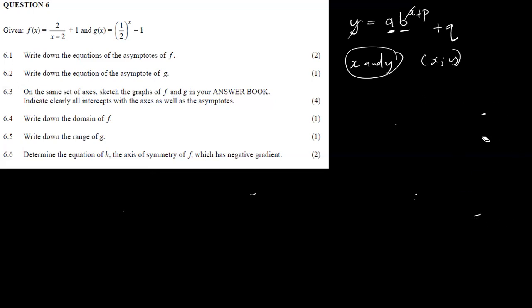So, let's talk about the... Okay, I want to erase here. The value of a, do not forget, it talks about the dilation. Right?